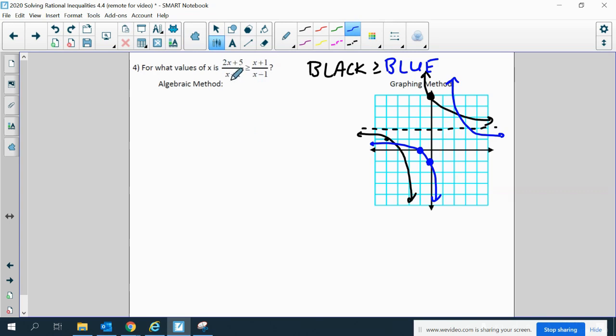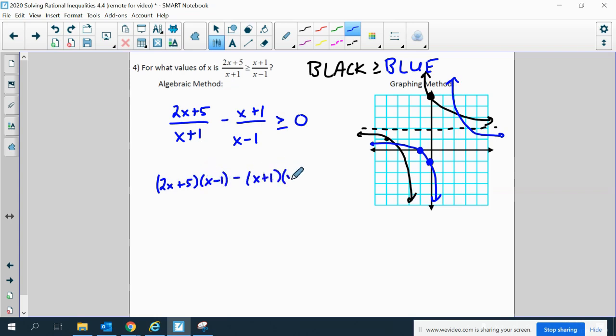So I will subtract this over and get a common denominator. So (2x plus 5) over (x plus 1) minus (x plus 1) over (x minus 1) is greater than or equal to 0. So then I will get a common denominator: (2x plus 5) times (x minus 1) minus (x plus 1) times (x plus 1). Basically what I did was multiply this one by (x minus 1) and this one by (x plus 1), because that's what's missing from each of those. And then the denominator will be (x plus 1)(x minus 1). And this needs to be greater than or equal to 0.